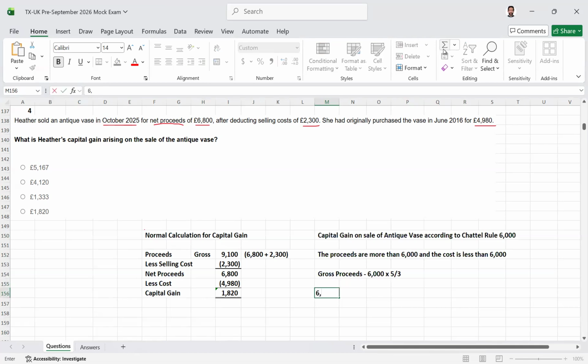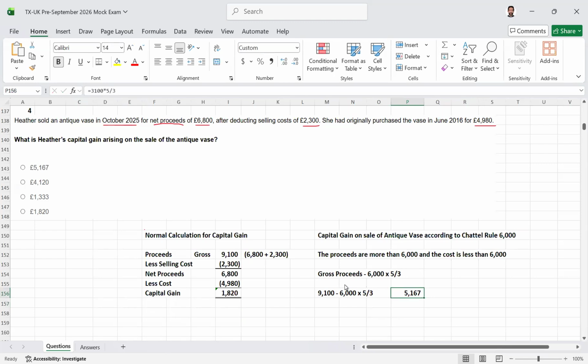Students would incorrectly take the net proceeds, 6,800, and that would be wrong. We have to take the gross proceeds, which I calculated as 9,100. So these are the two calculations that we have to perform. 9,100 minus the 6,000 gives us 3,100. Then 3,100 multiplied by 5 divided by 3 gives us 5,167.